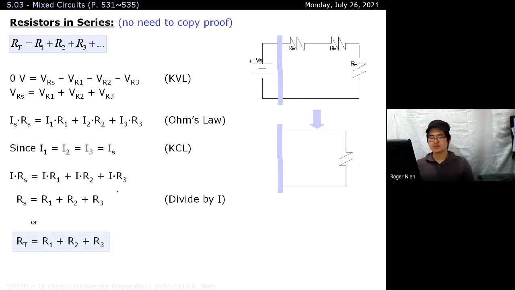Okay, so that's where this formula comes from. RT is equal to R1 plus R2 plus R3, so on and so forth. That's the origins of it. Any questions before I move on to why resistors in parallel looks like that crazy formula?